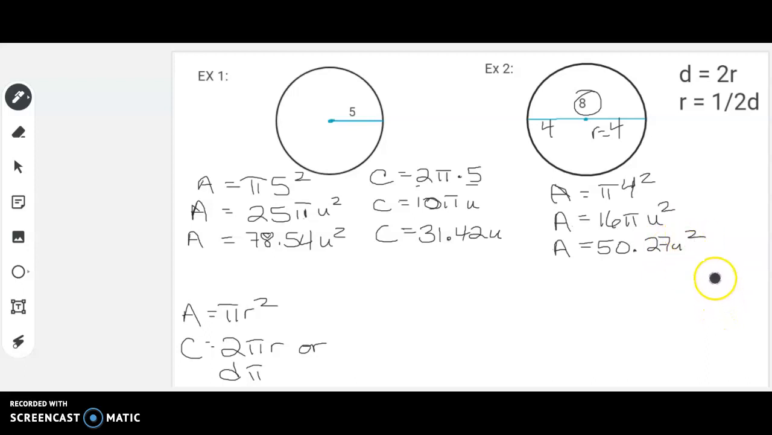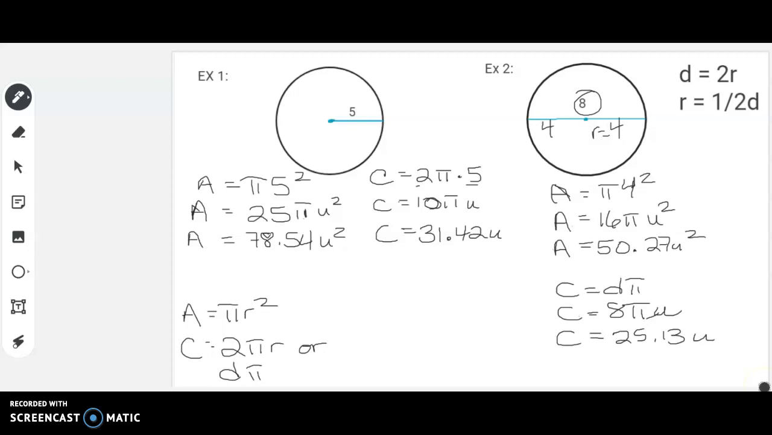For circumference, I'm going to use the diameter times pi. So since my diameter is 8, it's going to be 8 pi. That would be in terms of pi, and that would be units. Sometimes they'll ask you for the decimal representation. So you do 8 times 3.14, and you get 25.13 units. Okay, and that's all there is to it.